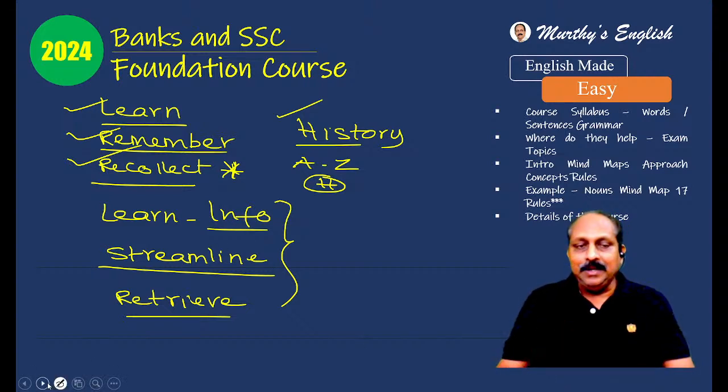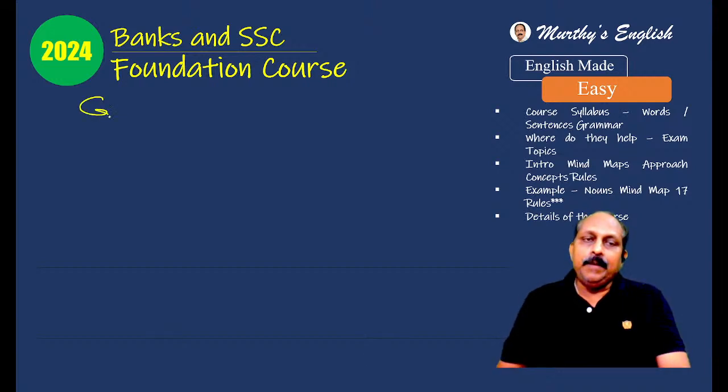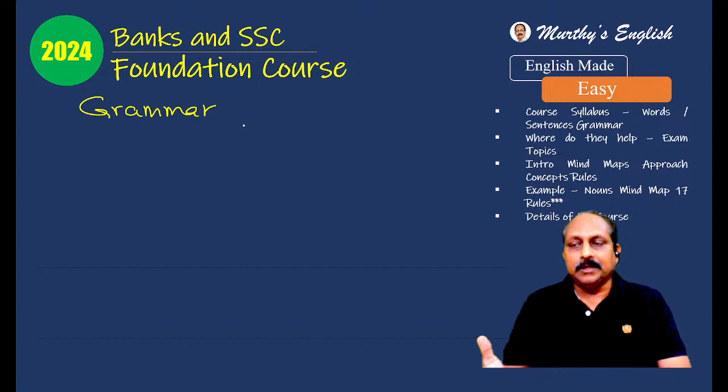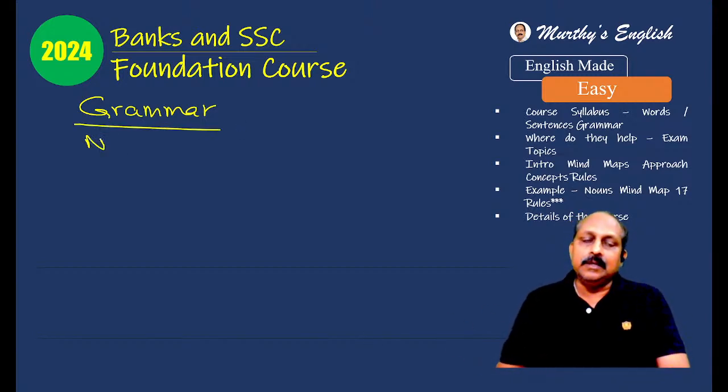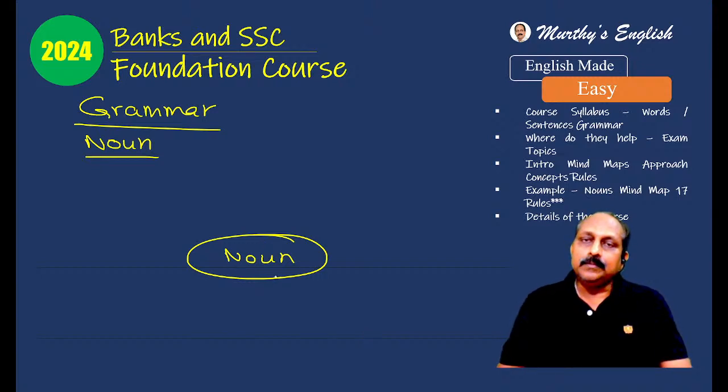Now, the same thing I will tell you. Imagine you want to master grammar. First, you have to master each topic. Then you can master grammar. Here, I would like to take the example of noun. Imagine you want to master noun. First, you have to take the mind map. I teach with the help of mind maps. In the middle of the page, you have to write noun and draw lines.